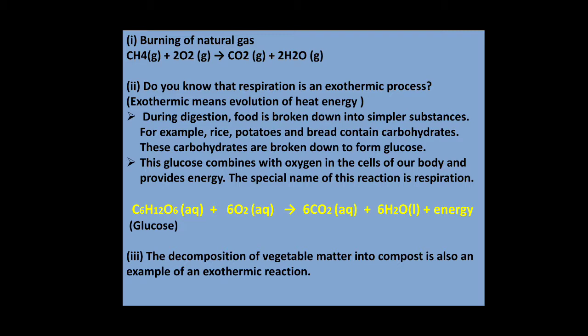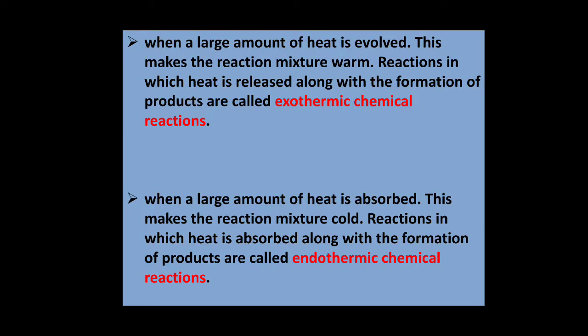Wherever these vegetables are converted into compost, in vermicompost pits or composting pits, there is a rise in temperature during this process. So this is also an exothermic reaction. When a large amount of heat is evolved, this makes the reaction mixture warm. A reaction in which heat is released along with the formation of products is called an exothermic reaction. For example, when you put water into lime, it will produce heat.